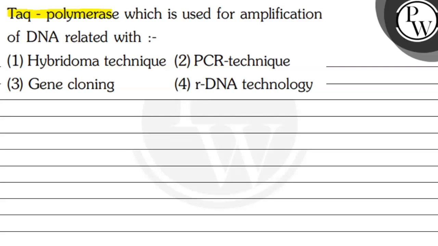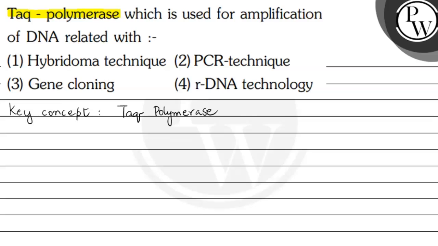So the question says Taq polymerase, which is used in amplification of DNA, is related with. So we have to identify, among these four options, the one where we use Taq polymerase. So the key concept in this question is to understand what is Taq polymerase.